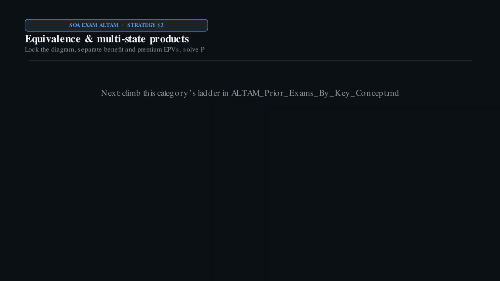That is the strategy map for this category. Next, climb the prior exam ladder for this family in the companion markdown.